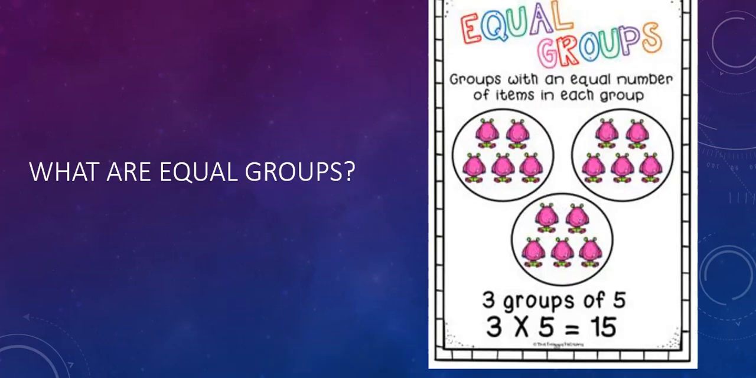So what are equal groups? Equal groups are basically just groups with an equal number of items in each group. You see in the picture, each group has 5 monsters. There are 3 groups of 5 monsters, so our multiplication sentence is 3 times 5, which equals 15.